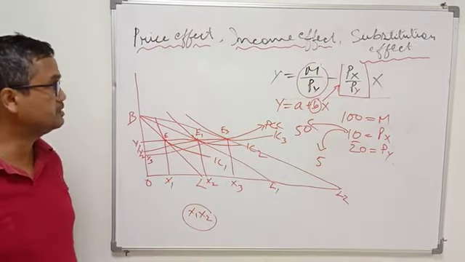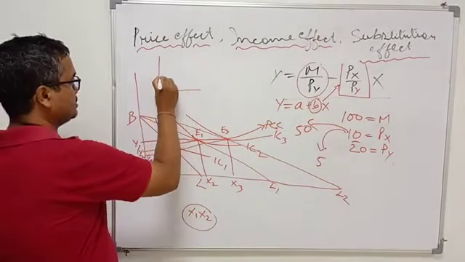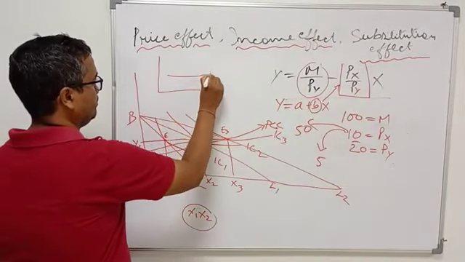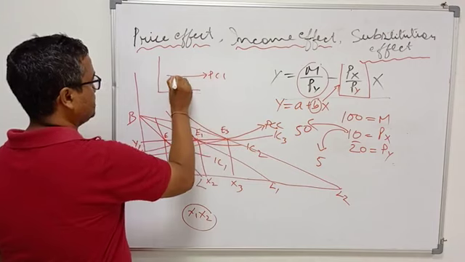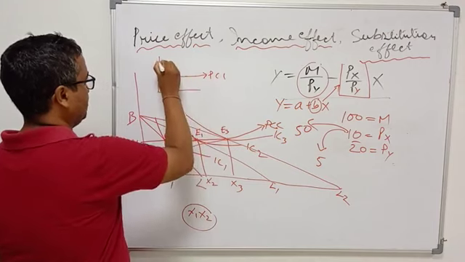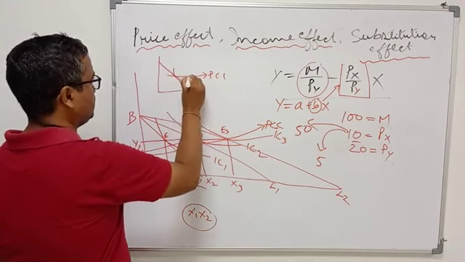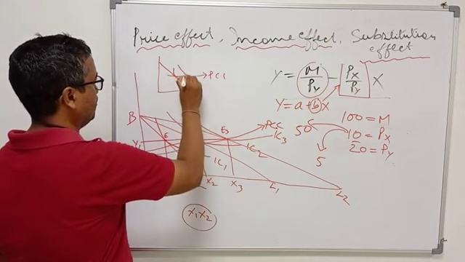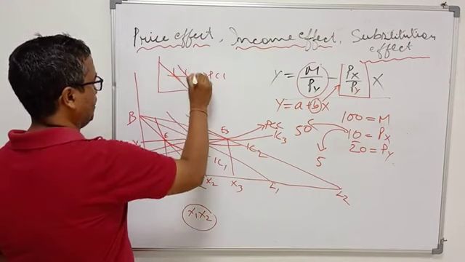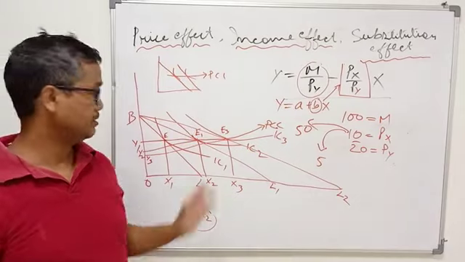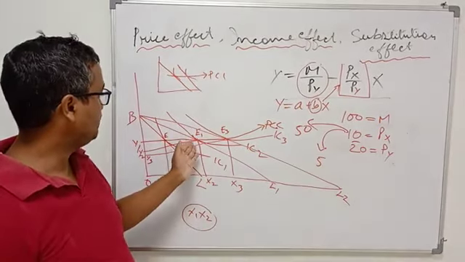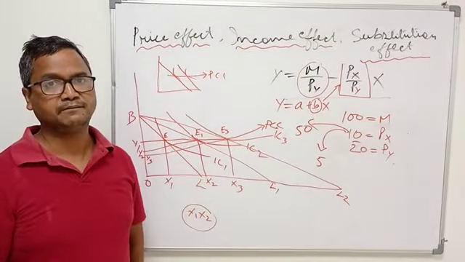So what is the price consumption curve? In the price consumption curve, PCC, all points represent an equilibrium of the consumer, at a higher level of indifference curve.